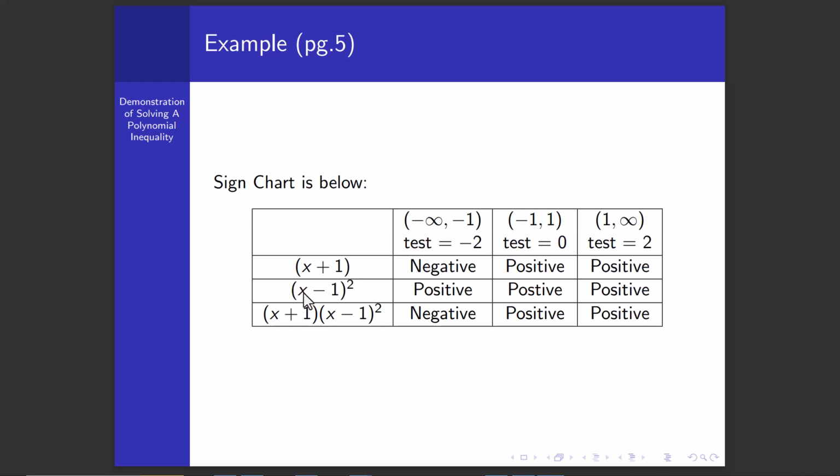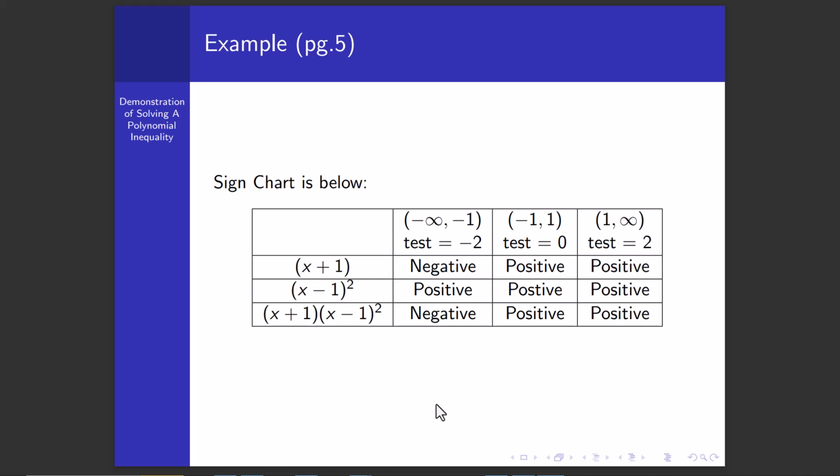When I do the next factor, x minus 1 squared, those are always going to be positive because whenever we square a real number, we get a positive result, as long as we're not squaring 0. So now our polynomial, which is the product of these two, will say I have a negative times a positive, that's negative. A positive times a positive is positive. And again, a positive times a positive is positive.